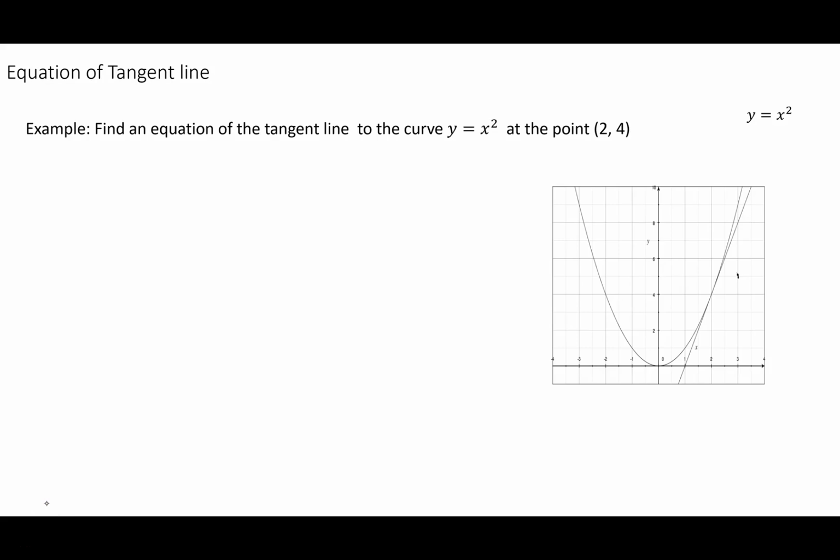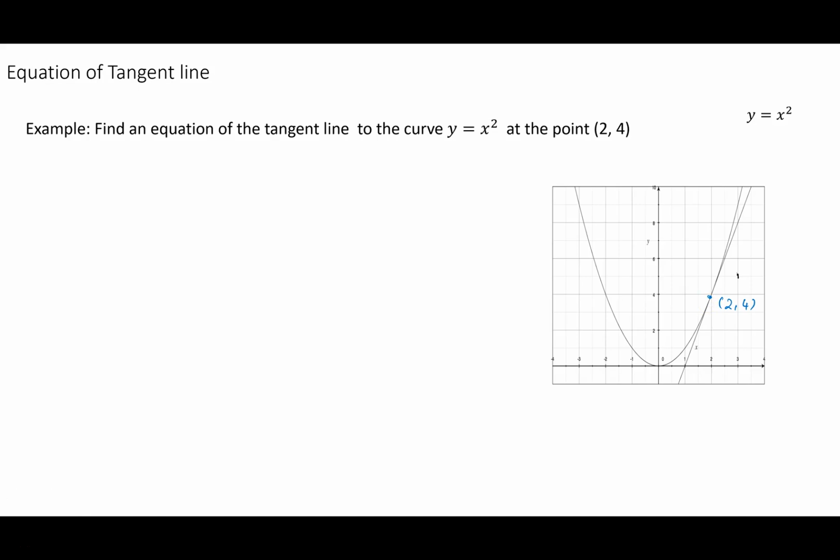Find an equation of the tangent line to the curve y equals x squared at the point (2, 4). The point is given, and we need to know how to write the equation of a line. For that we need the point and the slope. The point is given, but the slope is obtained by using the formula from the previous slide.